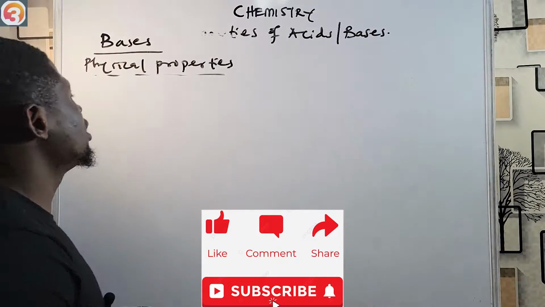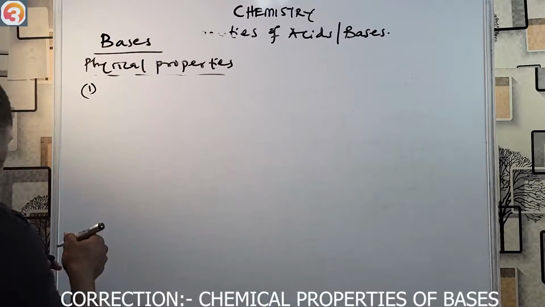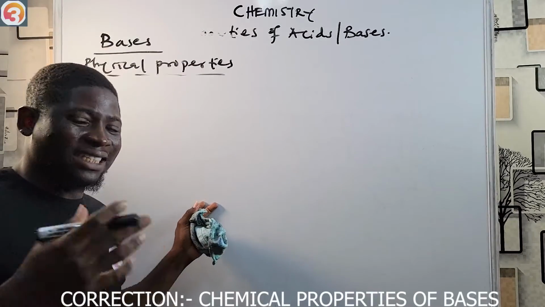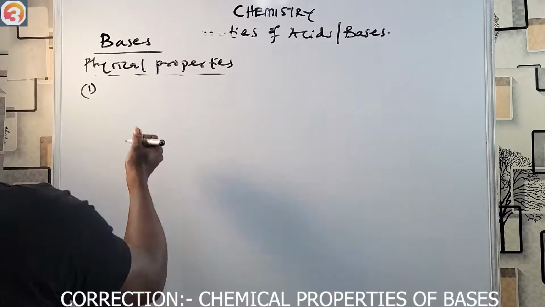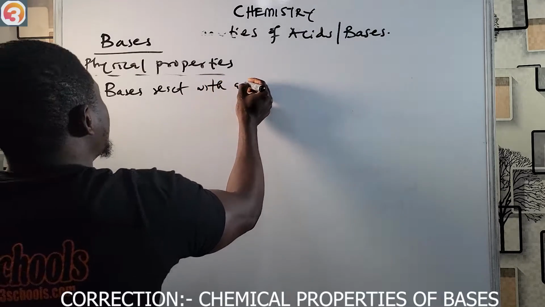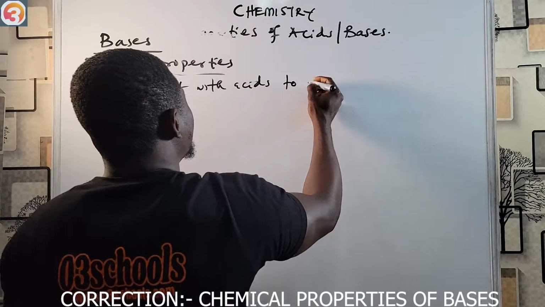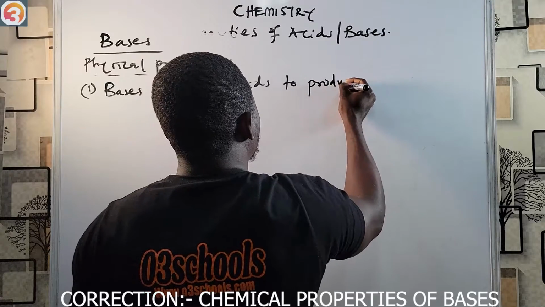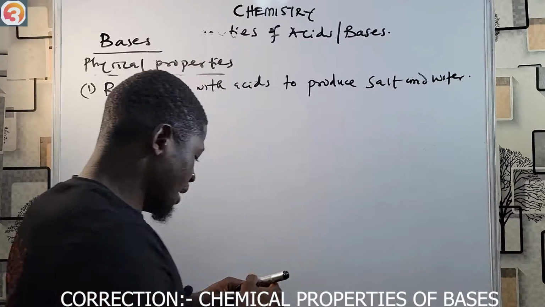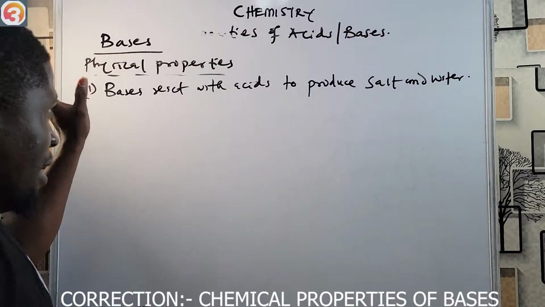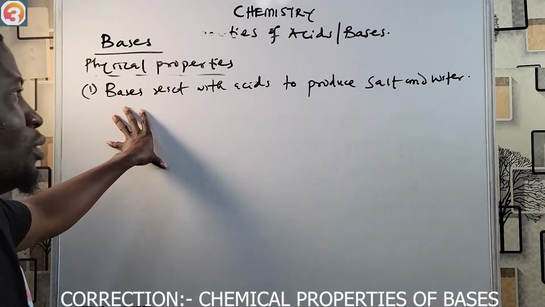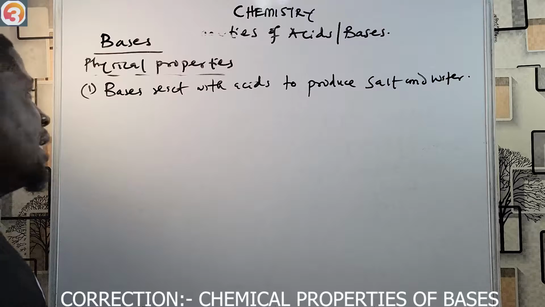All right, now let's see the chemical properties of bases. Number 1. One of the very, very important properties is that bases react with acids to produce salt and water only. So the reaction between a base and an acid produces what? Salt and water. Let's see an example.